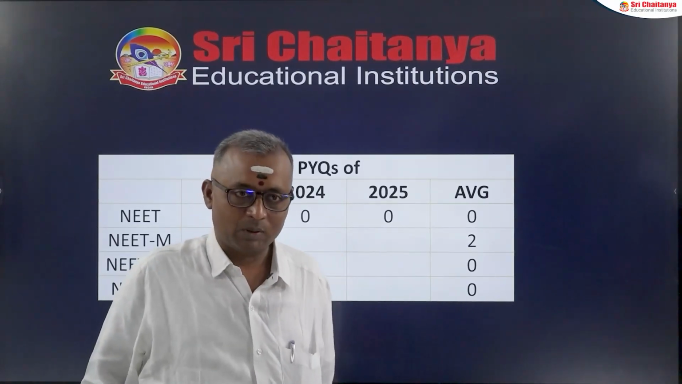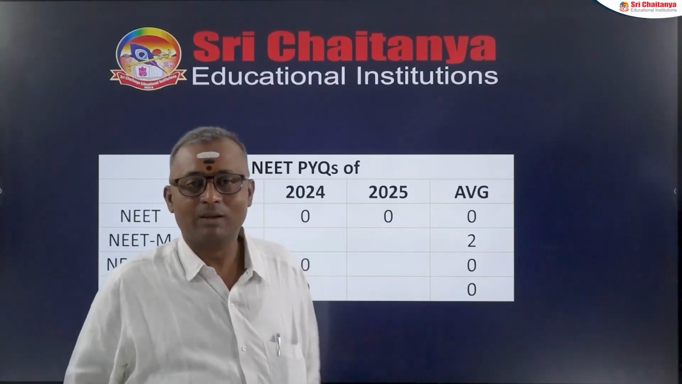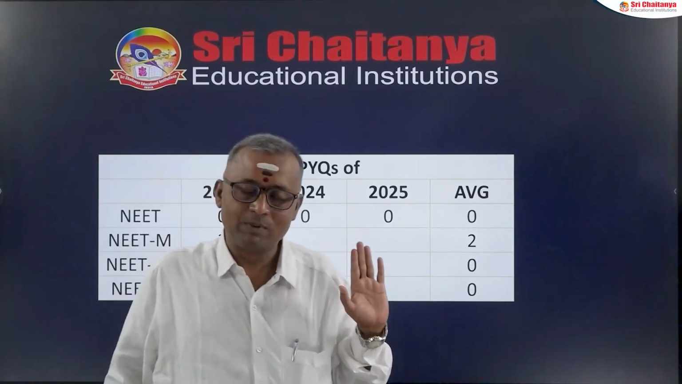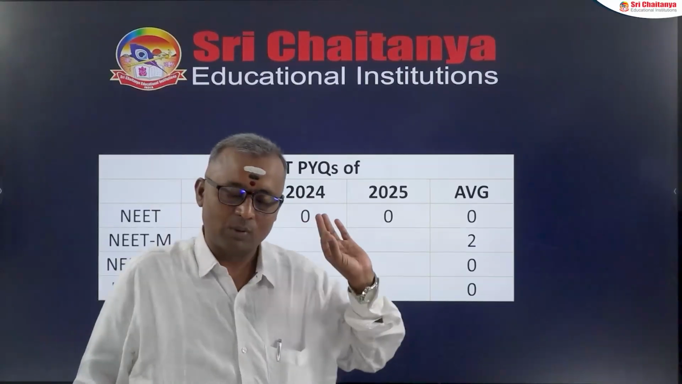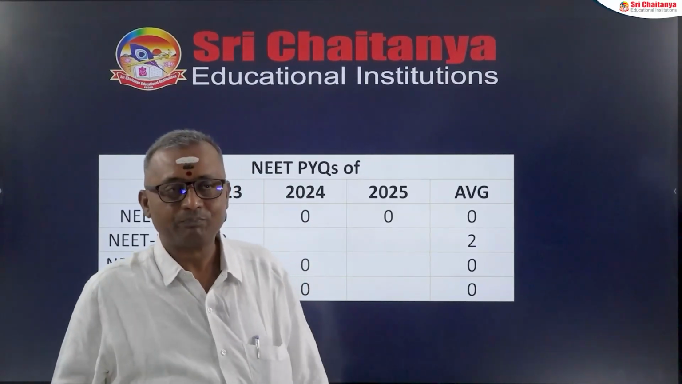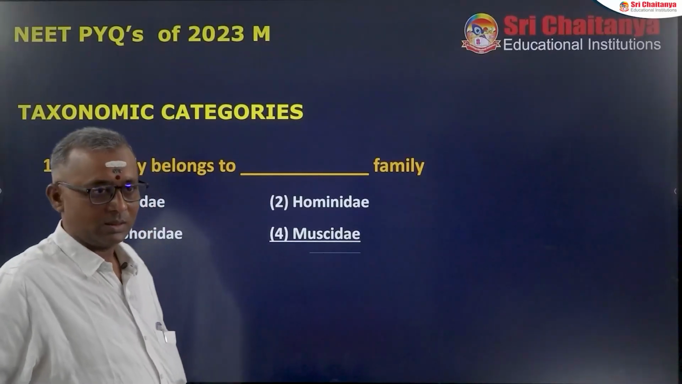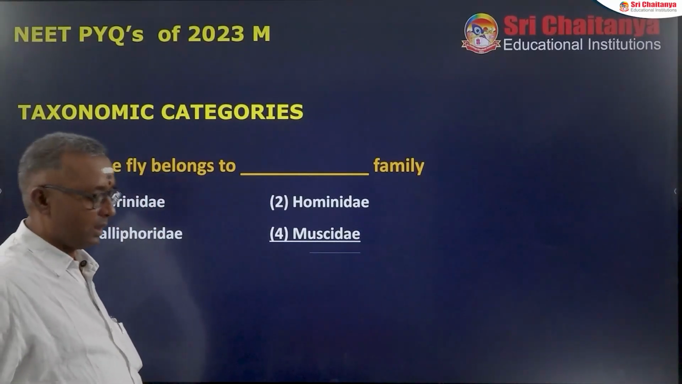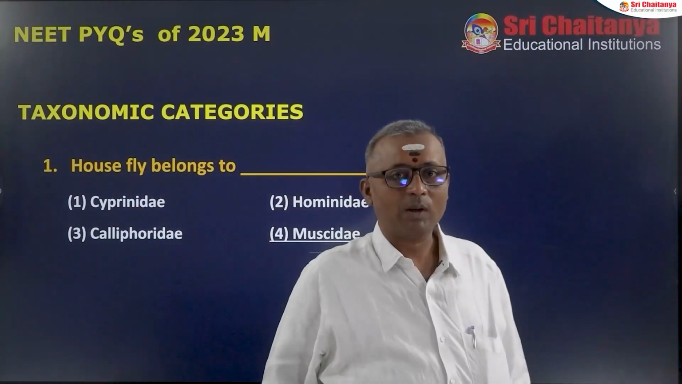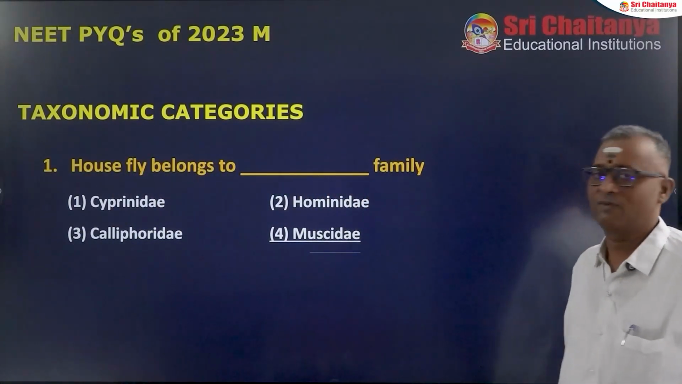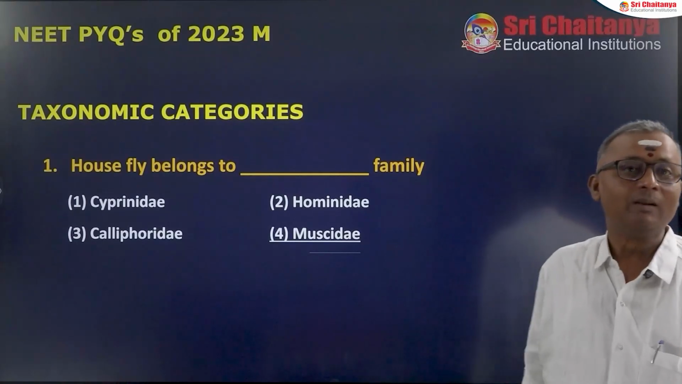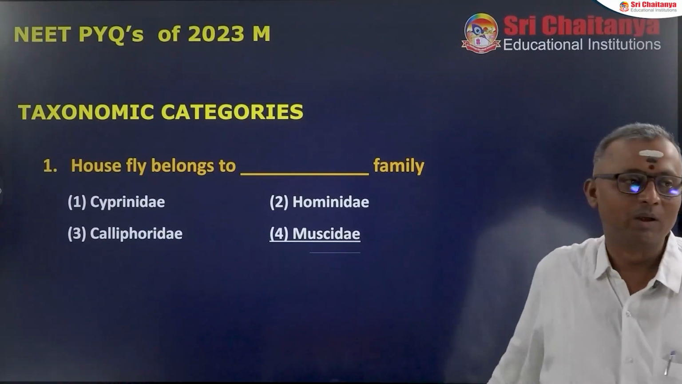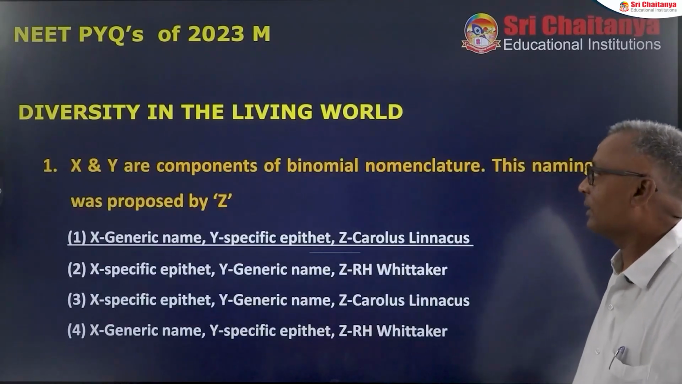But give the same importance, and many tricky lines are there in this chapter in the NCERT book. So you have to learn, and you must be very careful about every line of the NCERT book. Now, let us look at some of the previously asked questions from this chapter. In the year 2023, there is one question: housefly belonging to dash family. It is a direct question from this chapter. It is belonging to Muscidae, housefly.